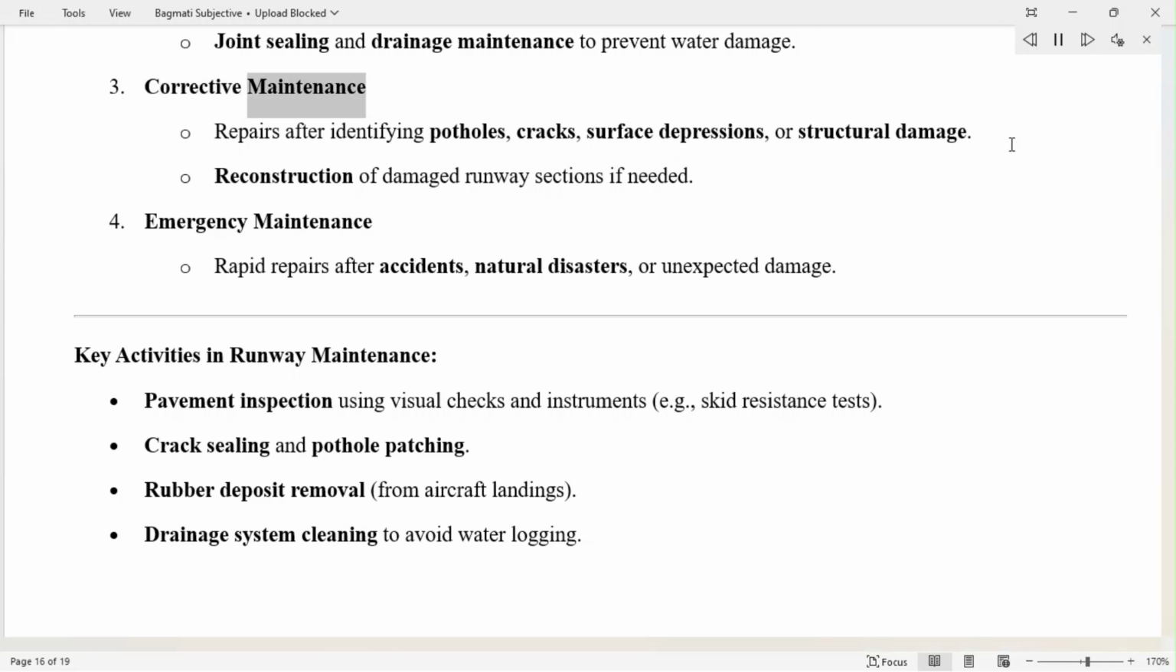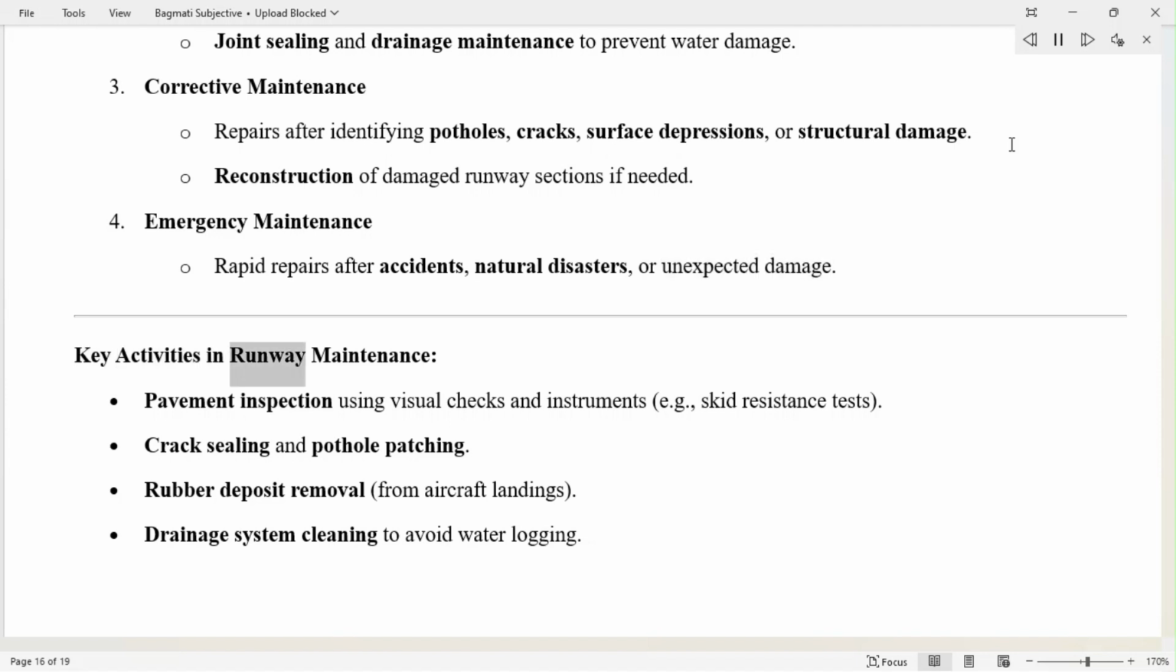Corrective maintenance: repairs after identifying potholes, cracks, surface depressions, or structural damage. Reconstruction of damaged runway sections if needed. Emergency maintenance: rapid repairs after accidents, natural disasters, or unexpected damage.